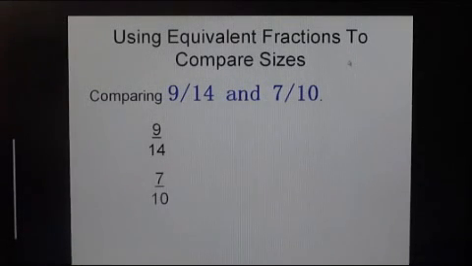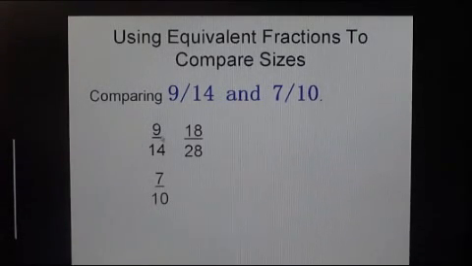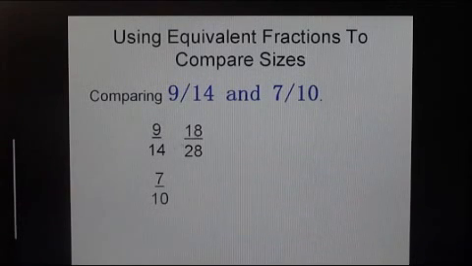Okay, here's the two fractions. Now we're going to start to make an equivalent fraction list. And if you remember how it was done on the previous slide, we're going to multiply the starting number by 2 in both cases. So let's see what happens. If we multiply 9 by 2, we go to 18. 14 by 2, we go to 28.